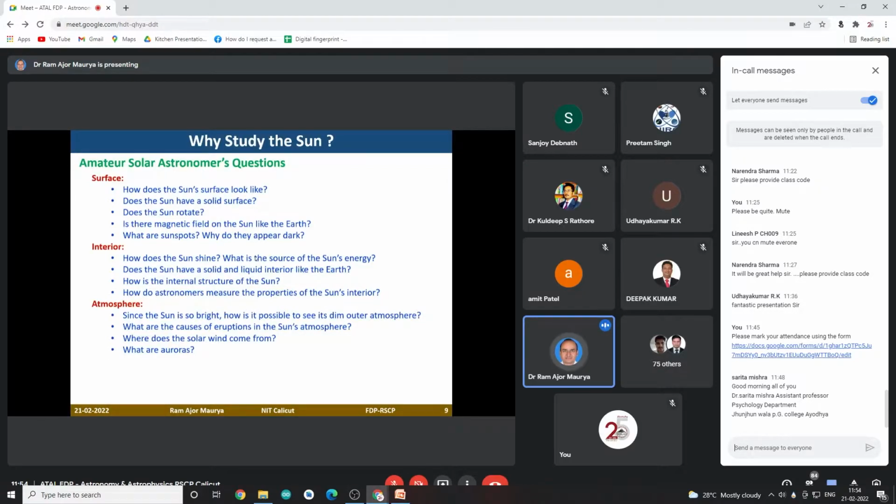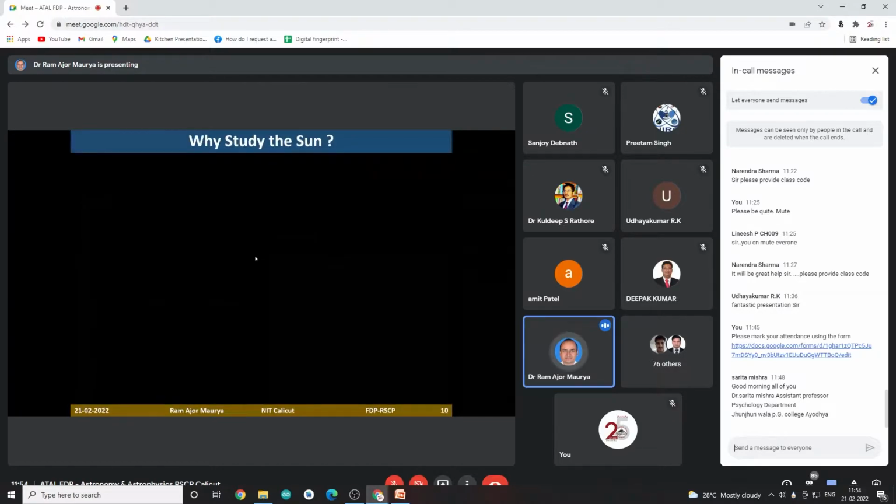What are auroras? And some general questions, maybe some of which you will know from Ganguly sir's talk. For example, the position of the Sun in the Milky Way, how old the Sun is, how long it will last, and how the Sun will evolve with time. These are very basic questions one can ask about the Sun. Some of these questions I will try to answer in this presentation.